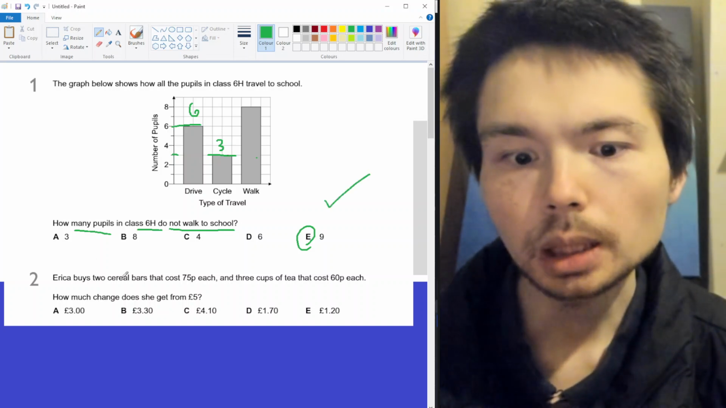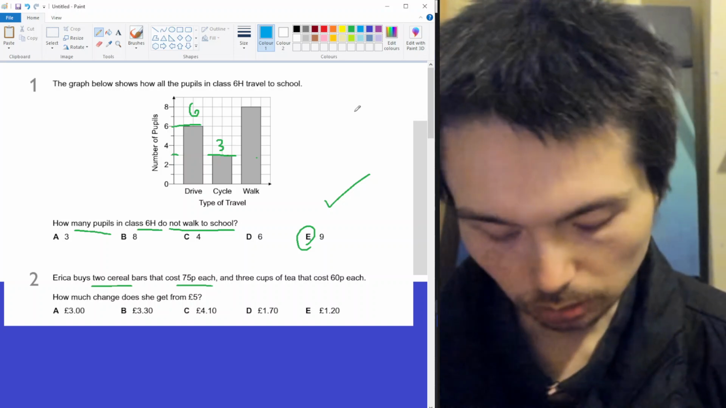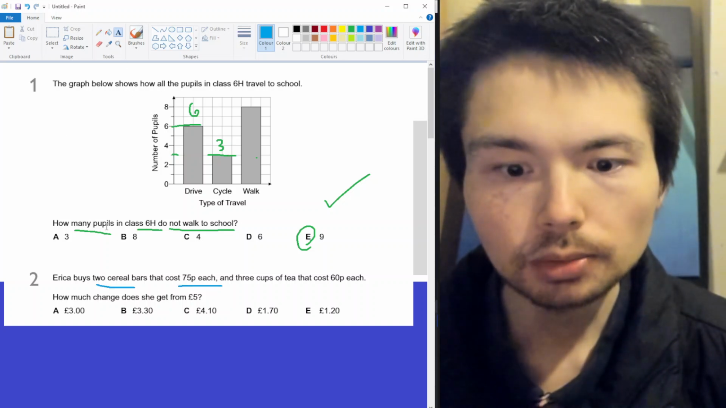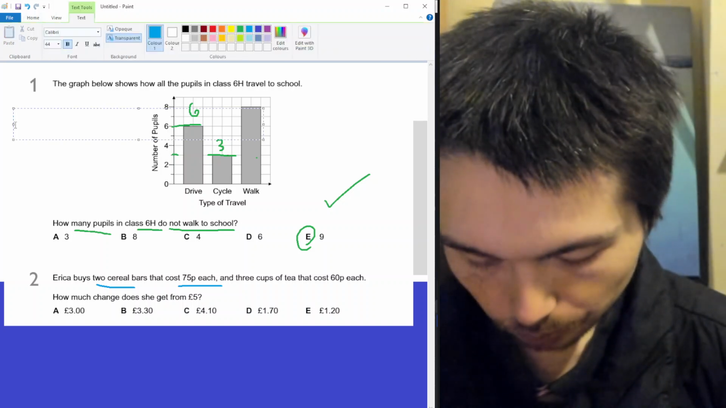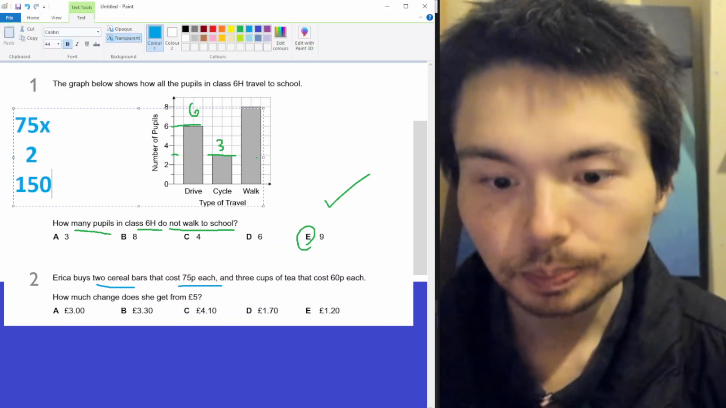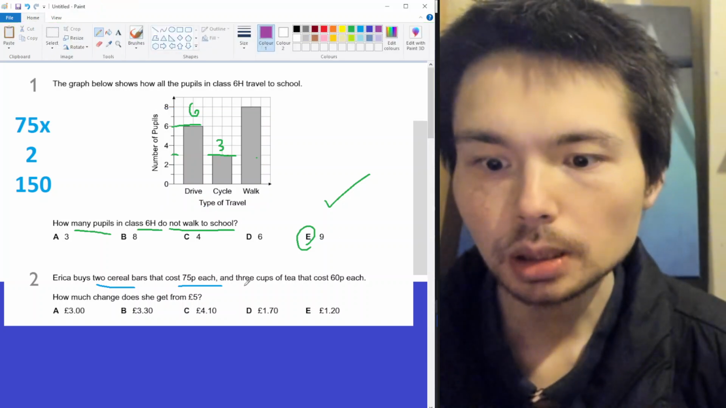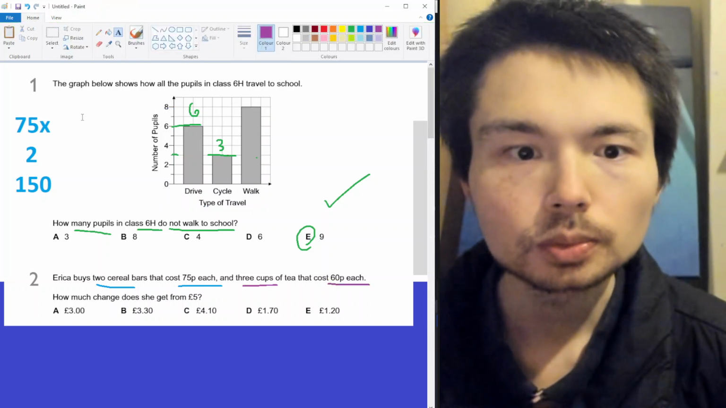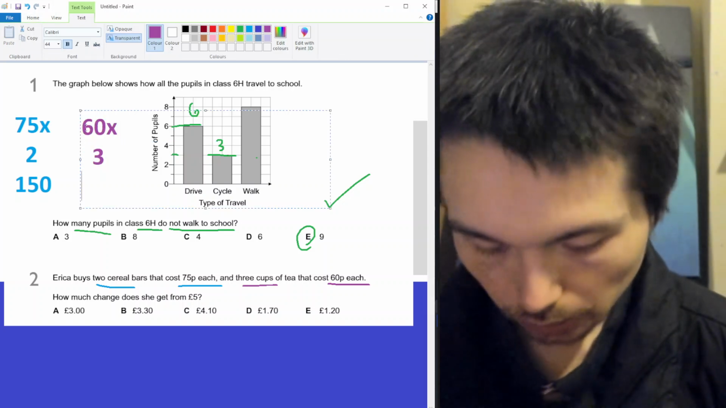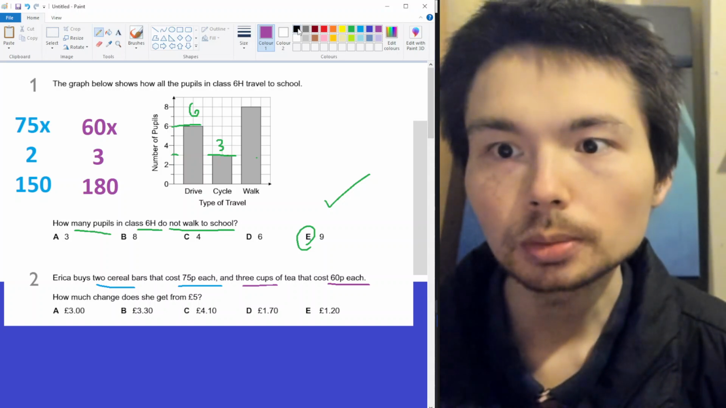Question 2. Erica buys 2 cereal bars that cost 75p each. Work that out straight away. If you don't know, that's okay. Write it down. 75 times 2 equals 150. 3 cups of tea that cost 60p each. 60 times 3, 180. How much change does she get from £5?